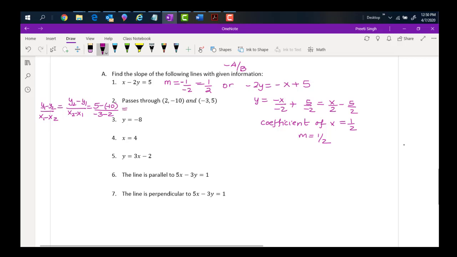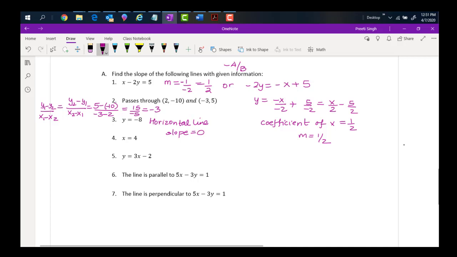So let's see what this becomes. 5 plus 10 is 15. Negative negative is positive by negative 5, which is same as negative 3. y equals negative 8. That's my next problem. It's a horizontal line, and for horizontal lines, slope is 0, right?